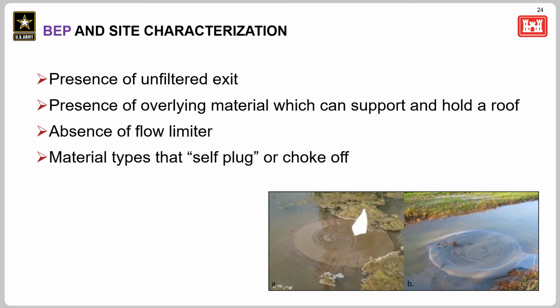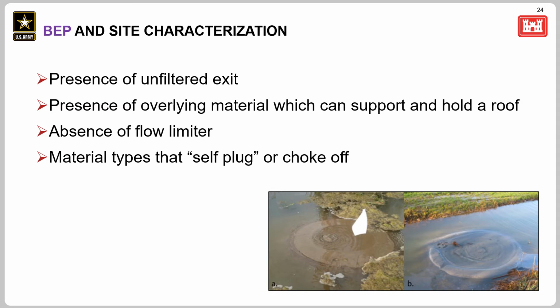So what do we look for when characterizing a site in order to think about whether BEP can occur? Well, for BEP to occur, there must be a flow path or a source of water, an unprotected or unfiltered exit where the material can escape, and erodible material within the flow path that can be carried to that exit point. The material being piped, or the material directly above it, must be able to form a roof and support that pipe to keep that opening open. So look for these things when you're characterizing the site.